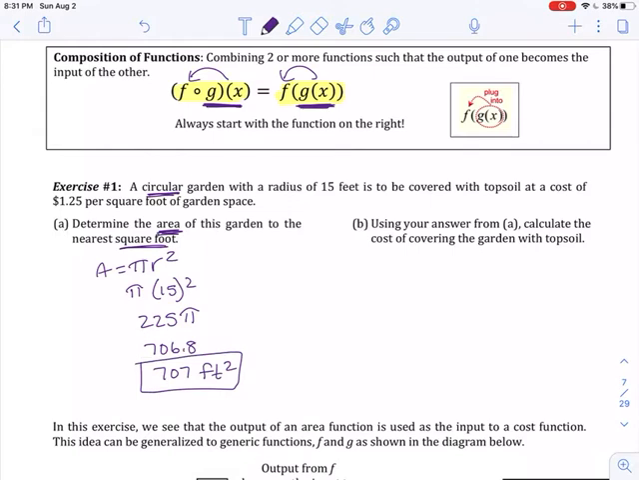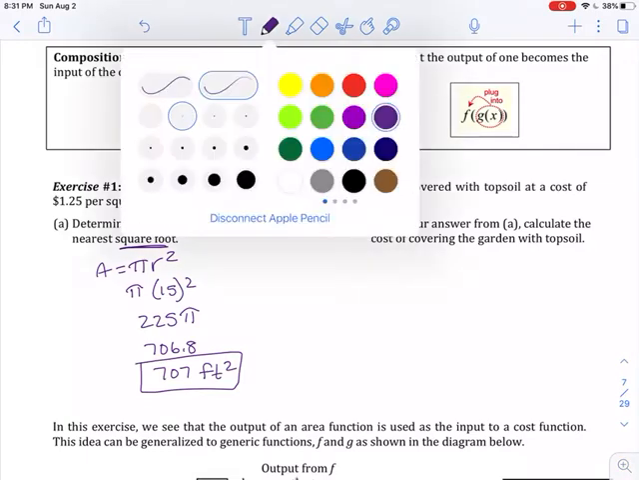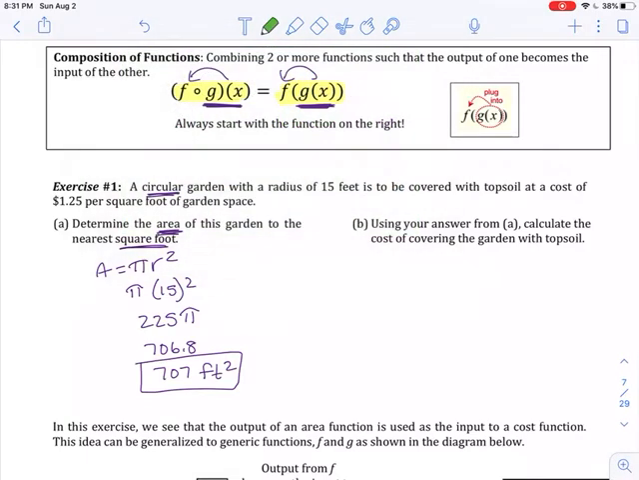Okay, so my first function was finding the area of the garden. Now, using my answer from A, I want to calculate the cost of covering the garden with topsoil. Well, topsoil is $1.25 per square foot. So I'm going to take the area of my garden, 707, and multiply it by $1.25. Of course you would just do this in your calculator. And it would cost $883.75 in order to cover that garden with the topsoil.